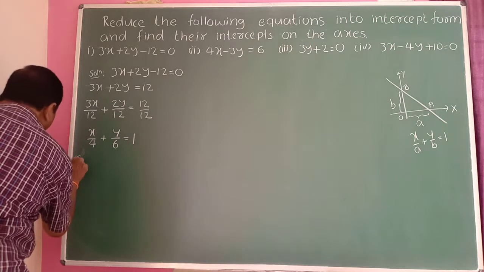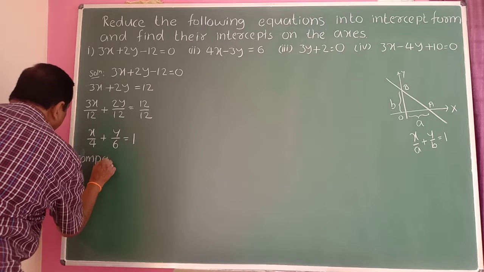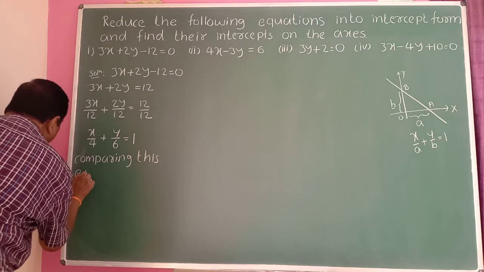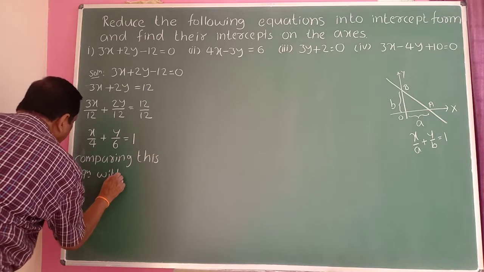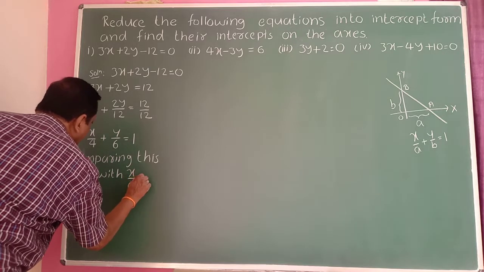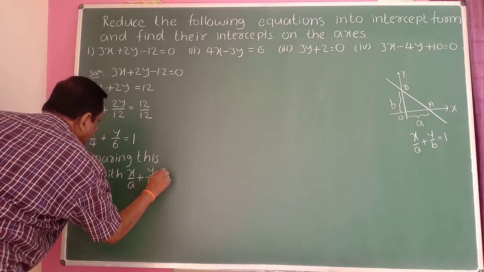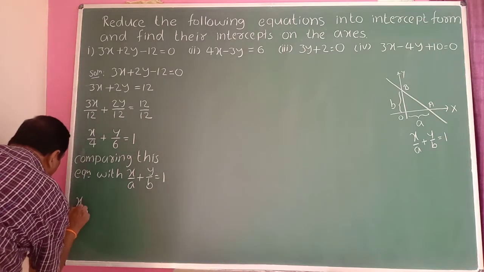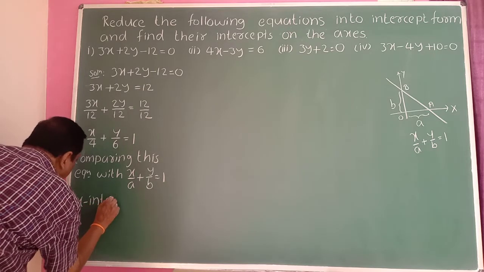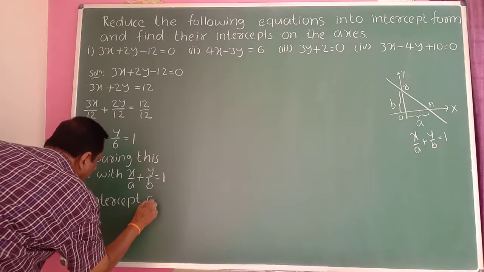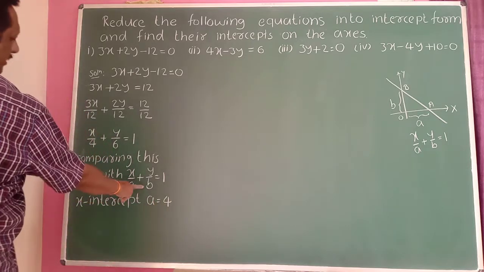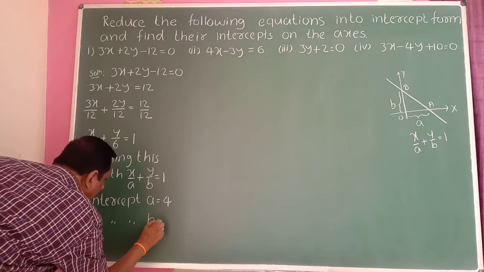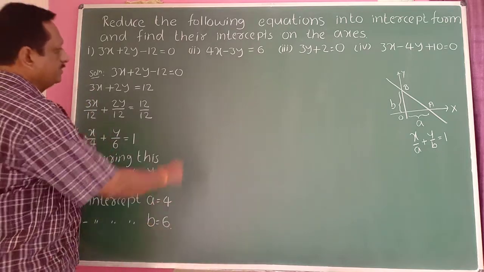So comparing this equation with x upon a plus y upon b is equal to 1, therefore x-intercept a is equal to 4 and y-intercept b is equal to 6. Okay, this is the answer here.